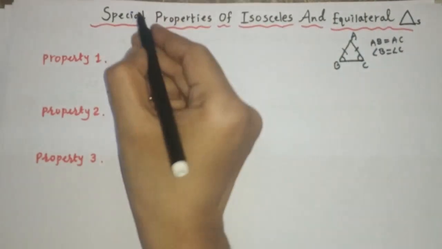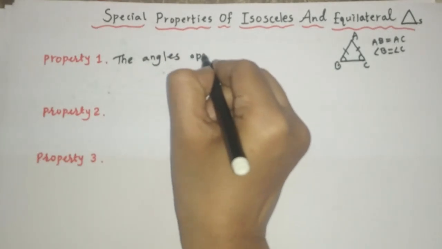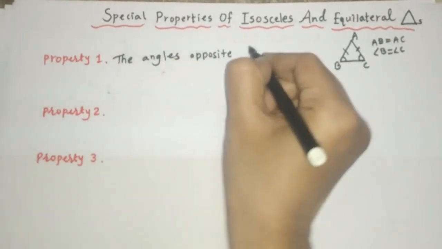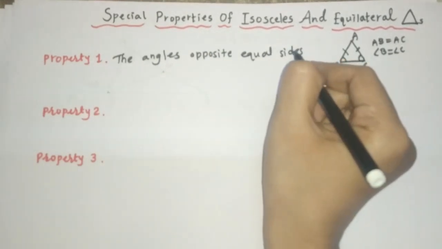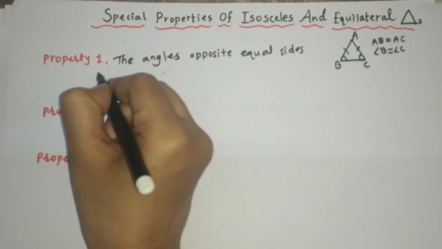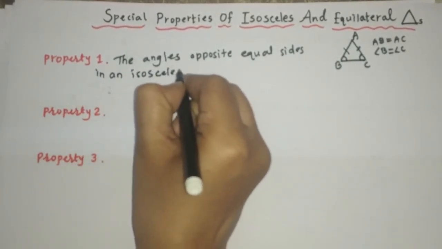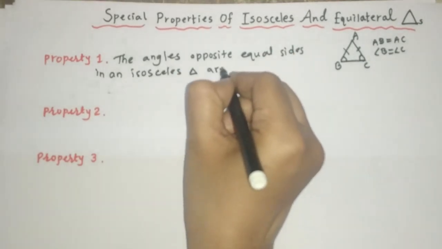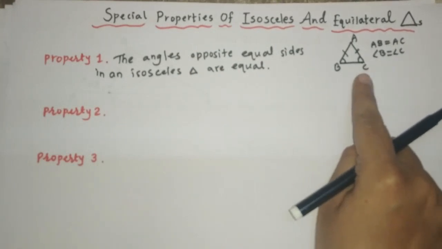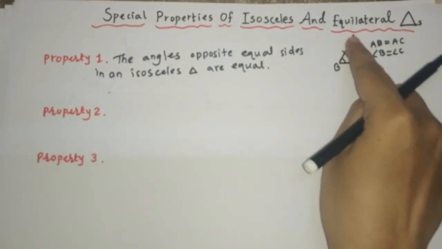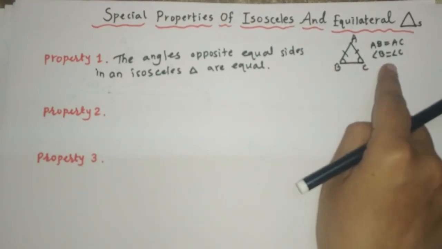So you can write down: the angles opposite equal sides in an isosceles triangle are equal. This is the first property. Suppose this is an isosceles triangle in which AB side and AC side are equal, so their opposite angles are also going to be equal.